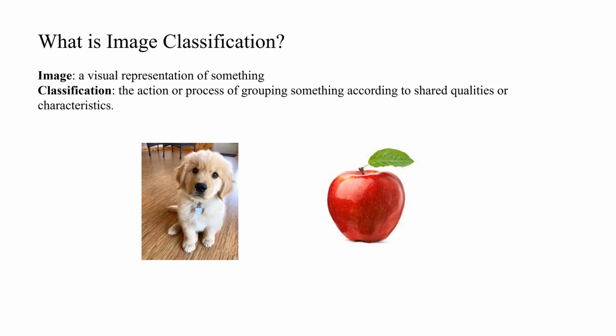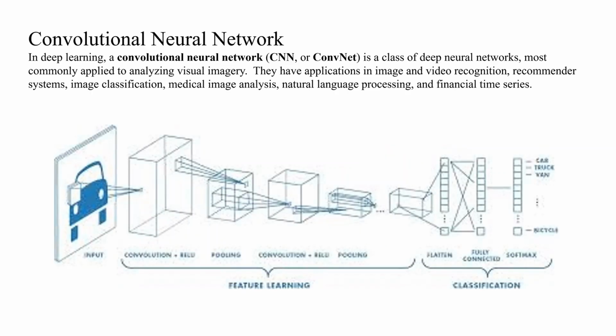So let's see about convolutional neural networks. In deep learning, a CNN is a class of deep neural networks commonly applied to analyze visual imagery. The name convolutional neural network indicates that the network employs a mathematical operation called convolution. Convolution is a specialized kind of linear operation. A CNN consists of an input layer and an output layer as well as hidden layers. The hidden layers of a CNN typically consist of a series of convolutional layers.